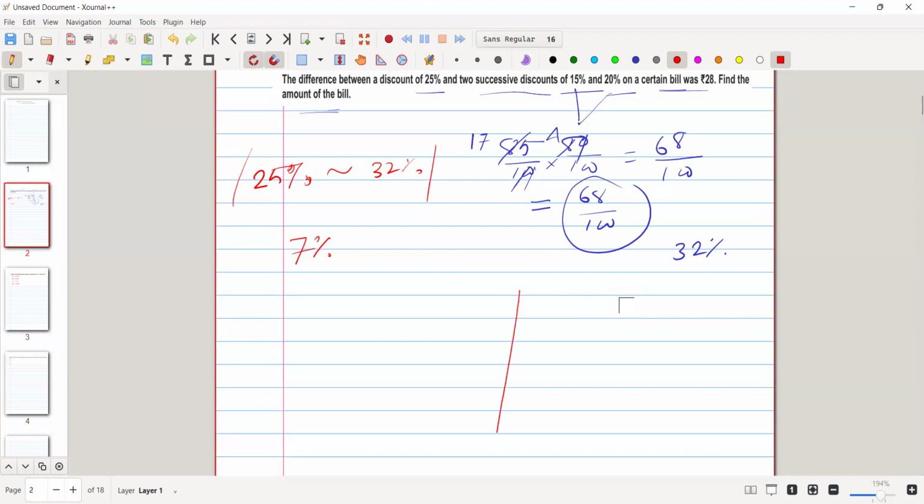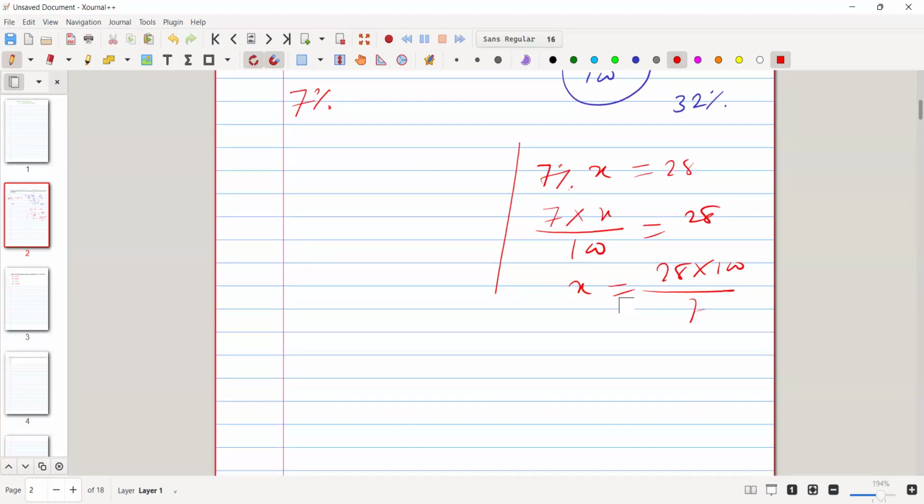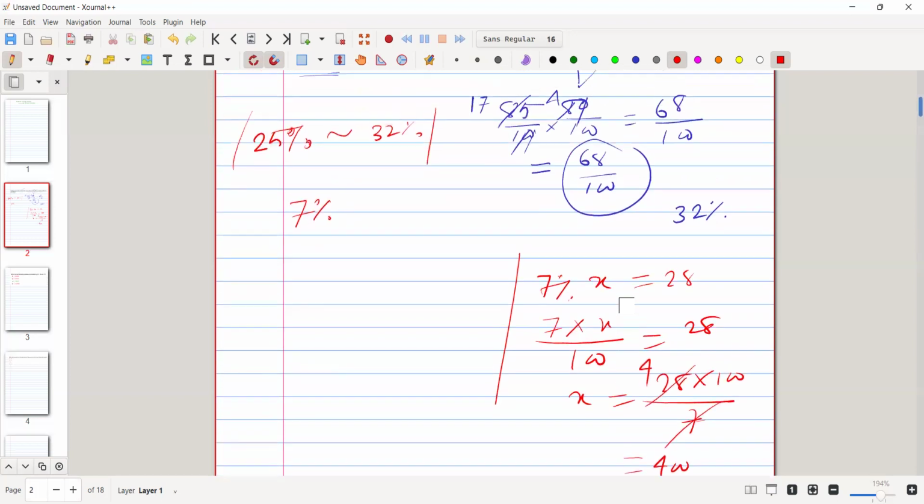Now we can solve this expression in two manners. Taking 7% of the bill amount x equals 28, this can be represented as 7 into x by 100 equals 28, and so x equals 28 into 100 by 7. On cancellation you get 400 as the total bill amount.